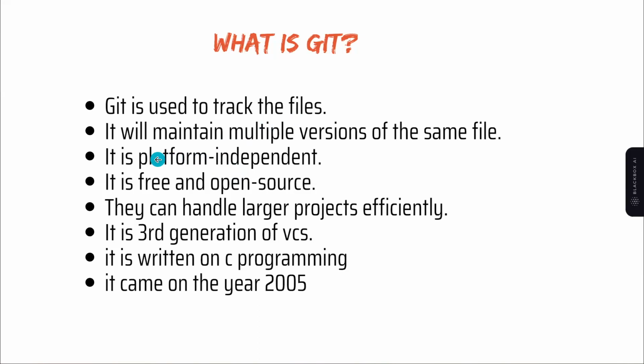That's it. Now, next it is platform independent. What is the meaning of platform independent? It means you can run it on any operating system. You can use Git on Windows or you can use Git on Mac OS. Linux is not an OS, right?